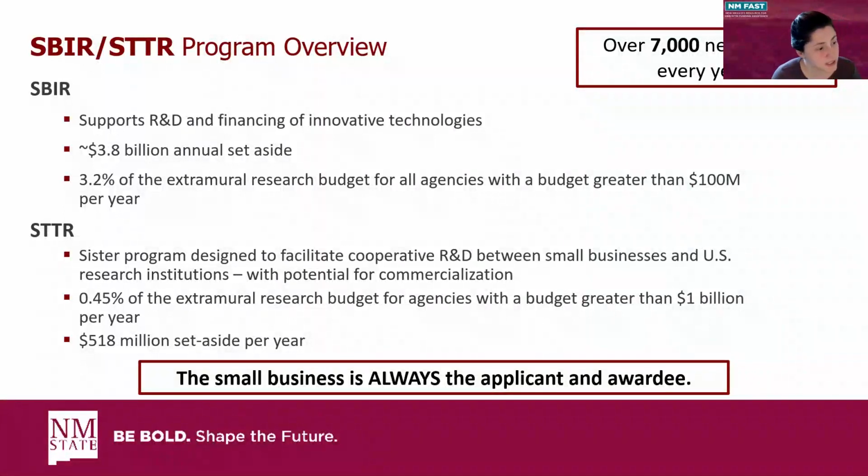STTR is a sister program of the SBIR program. There, we look for small businesses to partner with a research institution and to develop technologies and innovations that have a potential for commercialization. All agencies that participate in these programs are SBIR agencies. Once their extramural budget exceeds $1 billion, they also become STTR agencies. There are typically about 7,000 new awards each year, and something to keep in mind is that the small business is always going to be the applicant and the awardee, regardless of if they're going the SBIR or the STTR route.